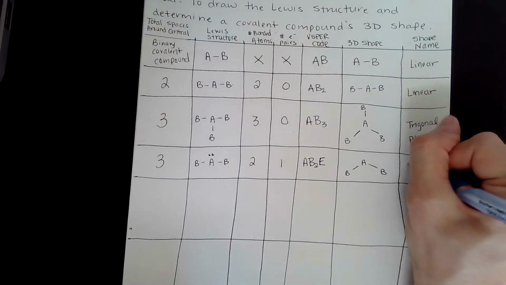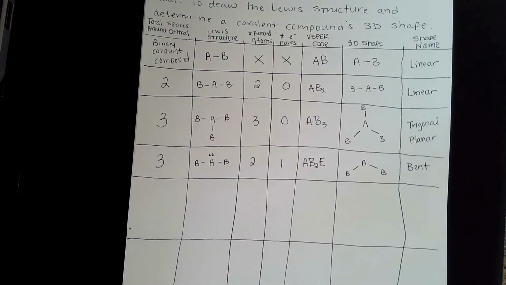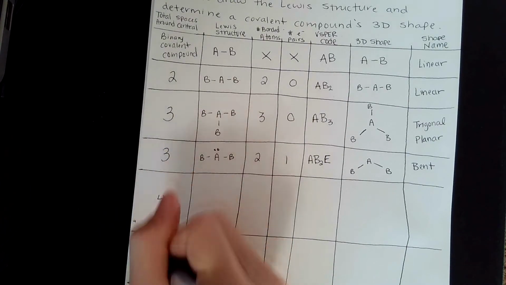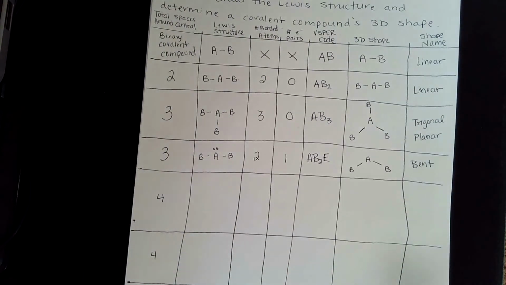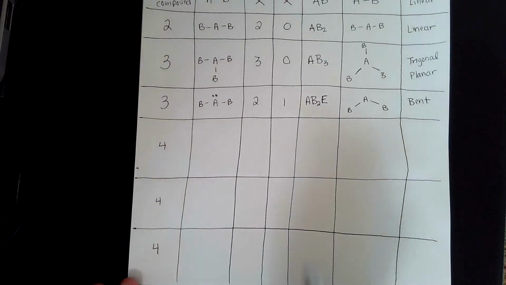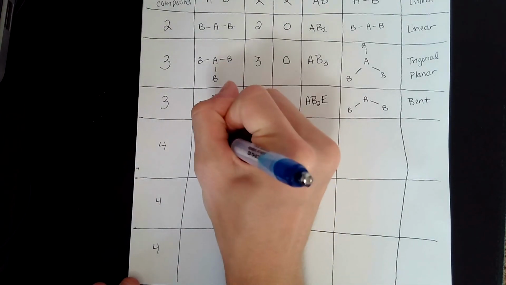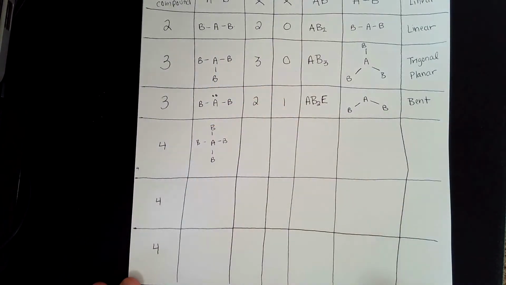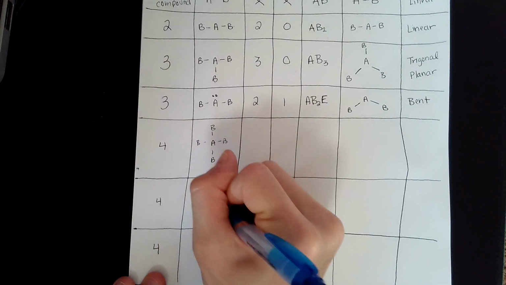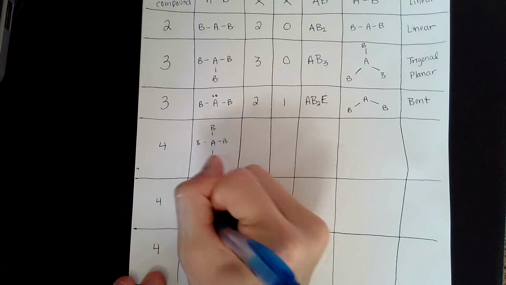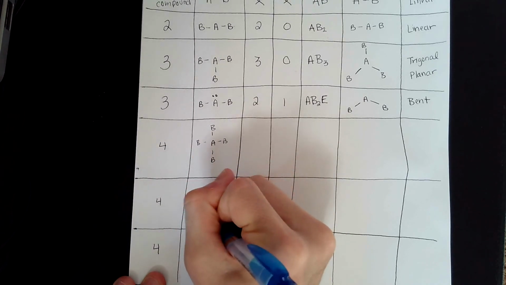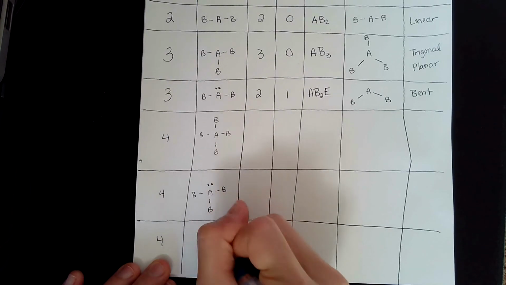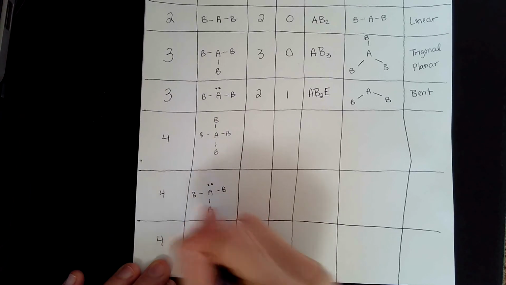So we have our bent shape. We're not going to see this one too often. So let's look at our examples if we have 4 things around the central atom. Our first Lewis structure, we could have 4 atoms bonded, or we could have a pair of electrons and 3 bonded atoms. That still counts as 4. Or we could have 2 pairs of electrons and 2 bonds.